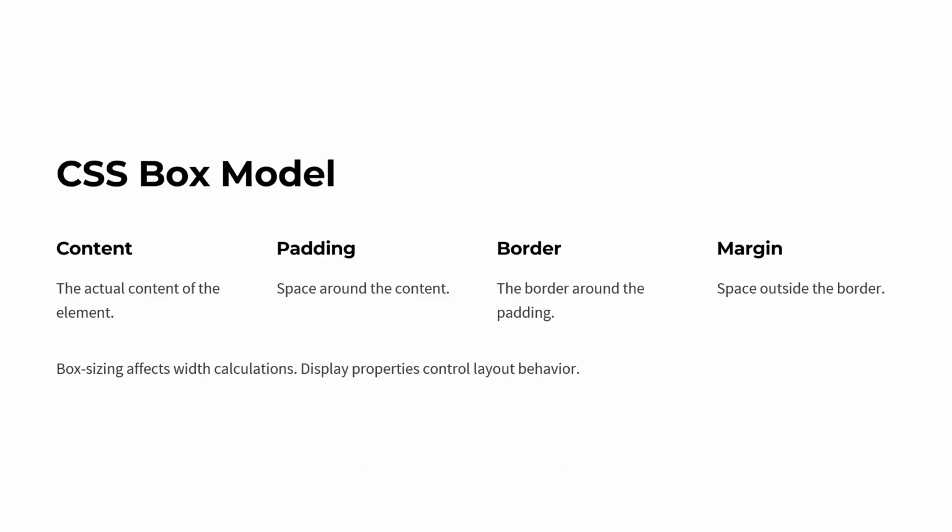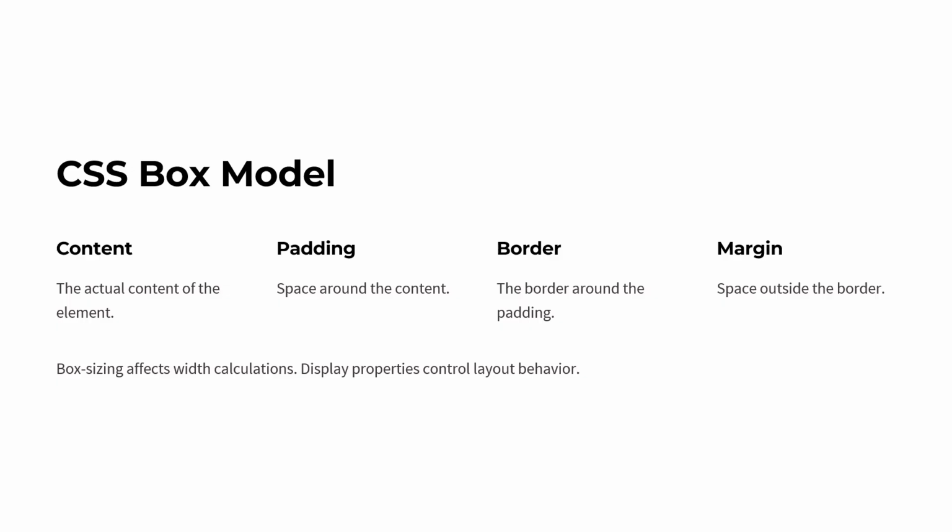The CSS box model is a fundamental concept that defines how elements are structured and spaced on a web page. It consists of 4 key components: content, padding, border, and margin, each contributing to an element's overall size and layout. The content is the core part of the element, where text, images, or other data are displayed. It is the area affected by properties such as width and height.